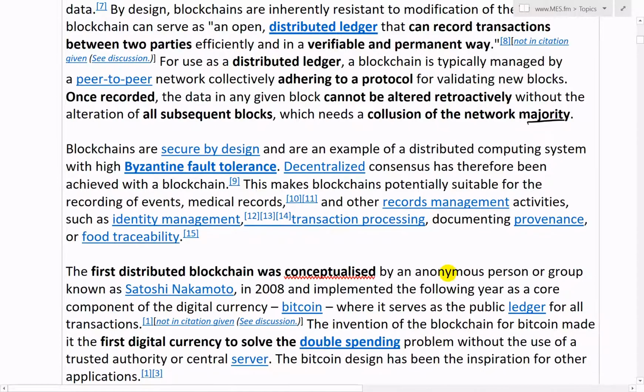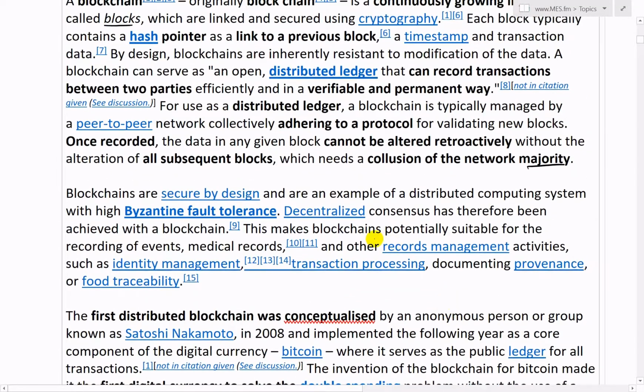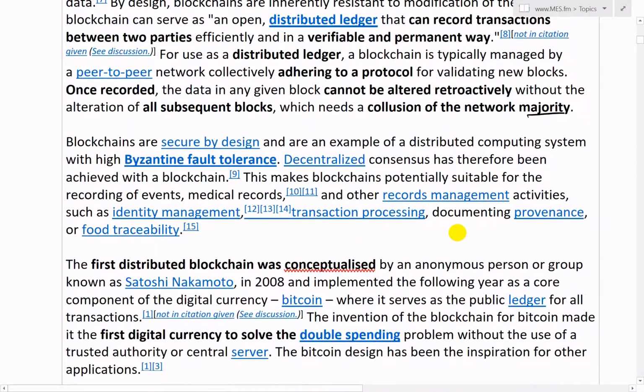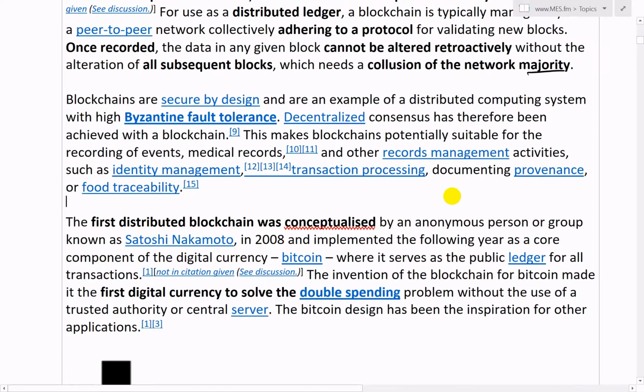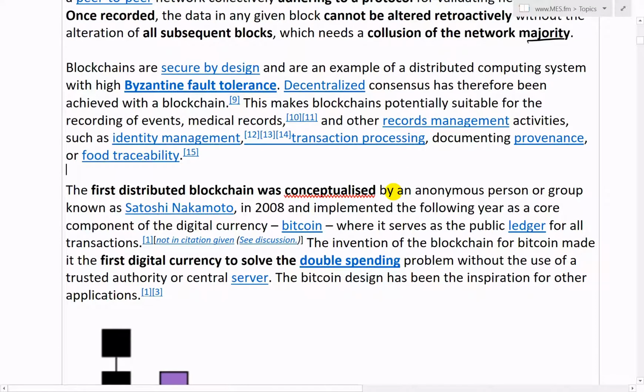And then any adversaries or people trying to attack the system need to overcome the overall majority CPU power. So more on this later in this video. So blockchains are secure by design and are an example of a distributed computing system with high Byzantine fault tolerance. Decentralized consensus has therefore been achieved with a blockchain.